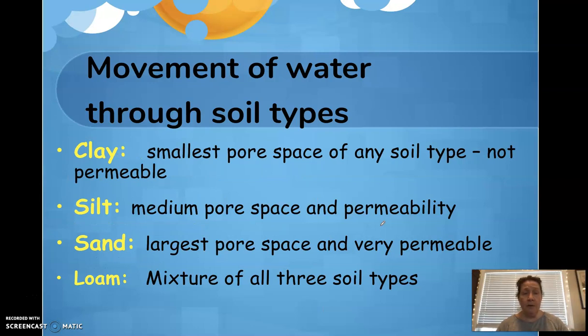Again, the movement of water passing through the soil types. With clay having the smallest pore space, it is not a very good permeable space, but it will allow it to hold the water intact above the surface. The silt is a medium one. Of course, sand has the largest pore space, so therefore it's very permeable.